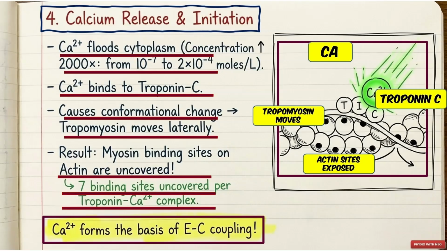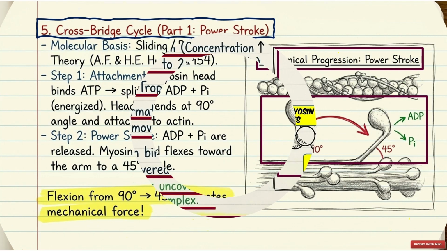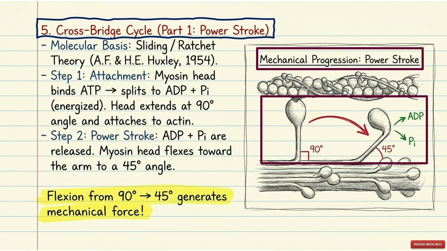But now comes the real engine of contraction, the cross-bridge cycle. And this is where ATP becomes extremely important. Let's see how the power stroke actually happens. Now we come to the actual mechanical event, the cross-bridge cycle. It is also called the sliding filament or ratchet theory, given by A. F. and H. E. Huxley in 1954.